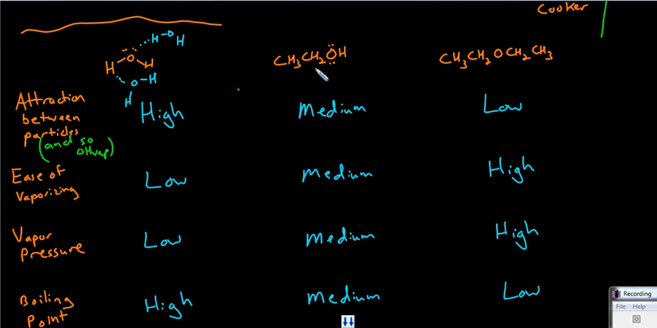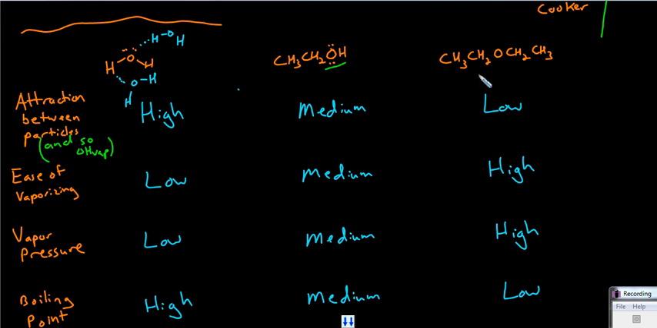Now, ethyl alcohol, ethanol, has an OH group like water. However, it only has one OH group, and a large part of the molecule is relatively nonpolar and doesn't hydrogen bond. So having less hydrogen bonding and less polarity than water, it has a lower attraction between its particles than water does. So it has a medium attraction between the particles.